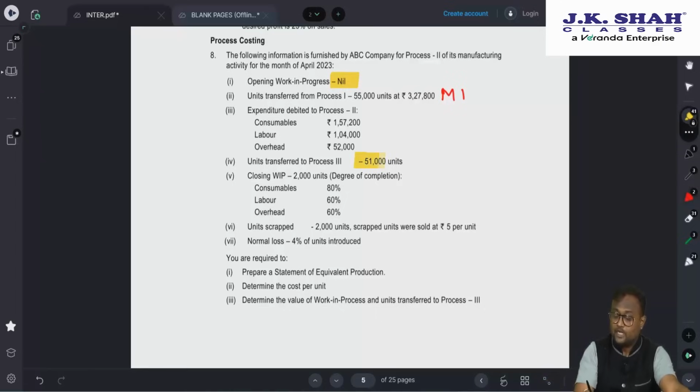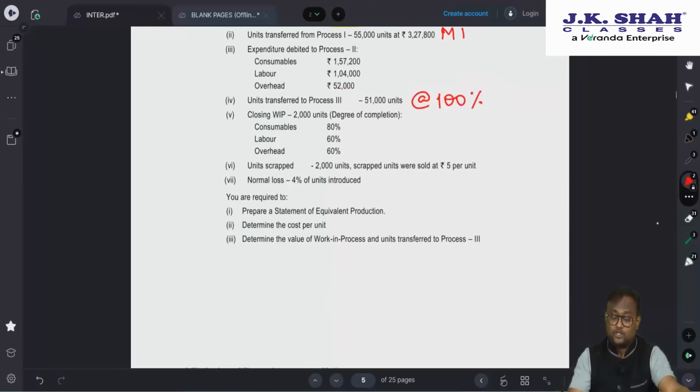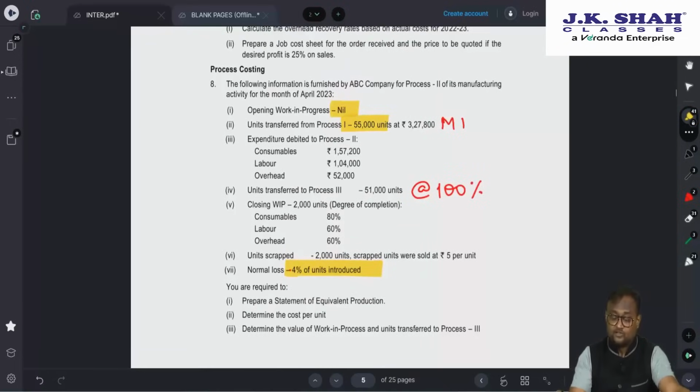Units transferred to the next process: 51,000. You don't have opening WIP. If you don't have opening WIP, that means your entire 51,000 must have got started and completed in the current year. So the completion stage of 51,000 will always be taken as 100%. Closing WIP completion stage is also given. Then we have units scrapped. Scrap value is 5 rupees per unit. Normal loss is given to be 4% of units introduced. How much have we introduced? 55,000. 55,000 introduced, 4% is 2,200, which is a quantity, and that will be sold for 5 per unit.